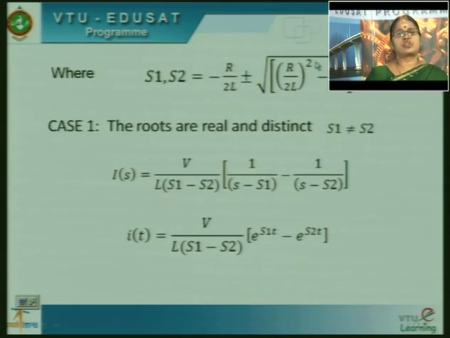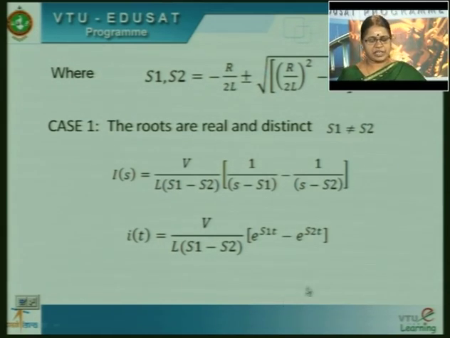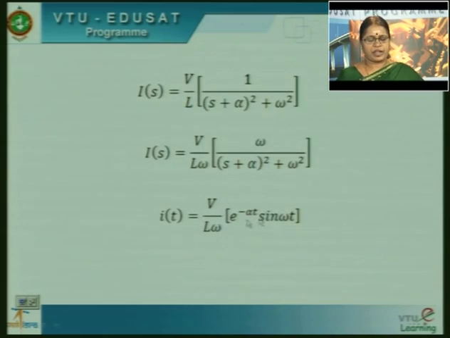So, to conclude, if you have a series RLC circuit, the resultant expression for current depends on the nature of the roots of the denominator polynomial of I of s. The roots can be real and distinct, in which case the solution for I of t is given by two exponentially decaying waves, or it can be an exponentially decaying wave multiplied by a ramp, or an exponentially decaying wave multiplied by a sinusoidal wave. So, depending on the values of R, L and C, we get the expression for I of t.